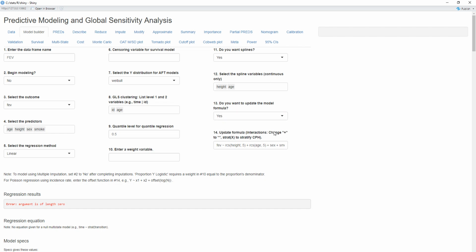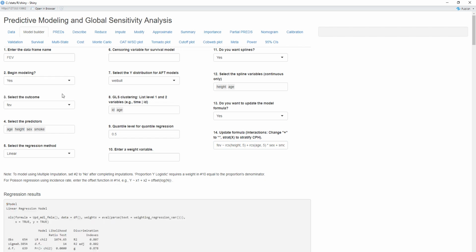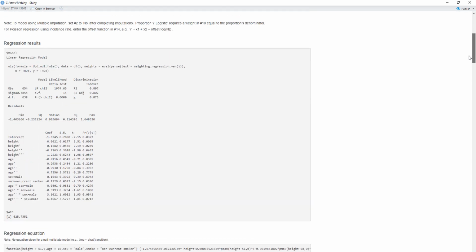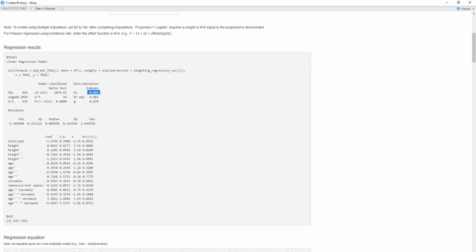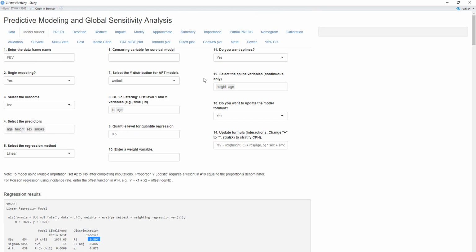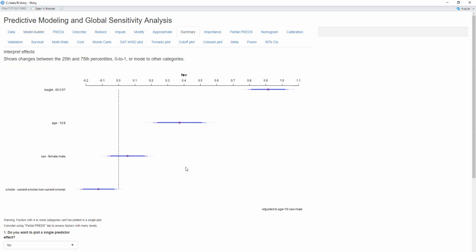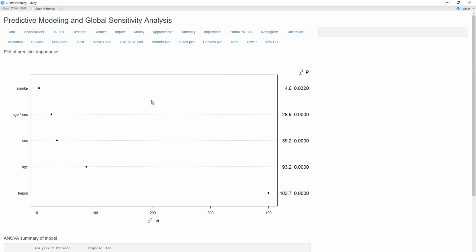We want to update the model, yes. We're going to add the interaction between age and sex. And then now we're going to run the model. The model is run. Here are the regression results. That's that R-squared 0.807. We're going to go to the summary. It produces a summary there that tells us in what direction the predictors have on the outcomes. This gives us some variable importance. On the bottom we see height's the most important predictor by far.